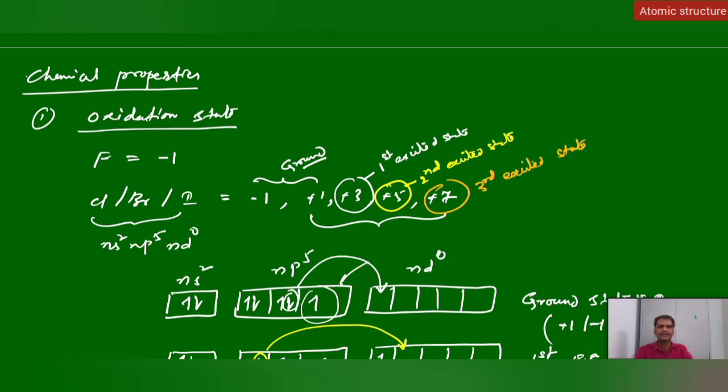And it is like this. They can show variable oxidation states +1, +3, +5, +7. In the first excited state +3, in the second excited state +5, and in the third excited state +7. You should remember these points here.